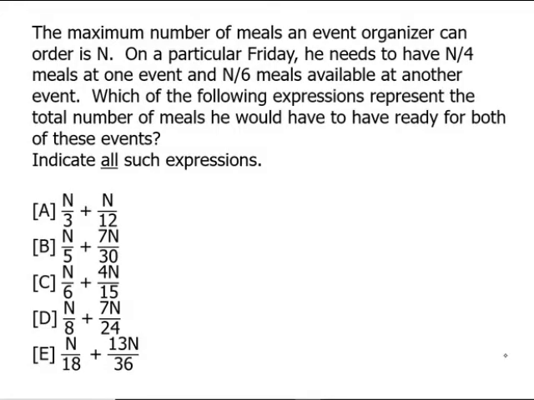The maximum number of meals is n. On Friday, he needs to have n over 4 at one event and n over 6 at another event. So we want to find out that total, n over 4 plus n over 6. To add these two fractions, we're going to need a least common denominator. The least common denominator of 4 and 6 is 12.